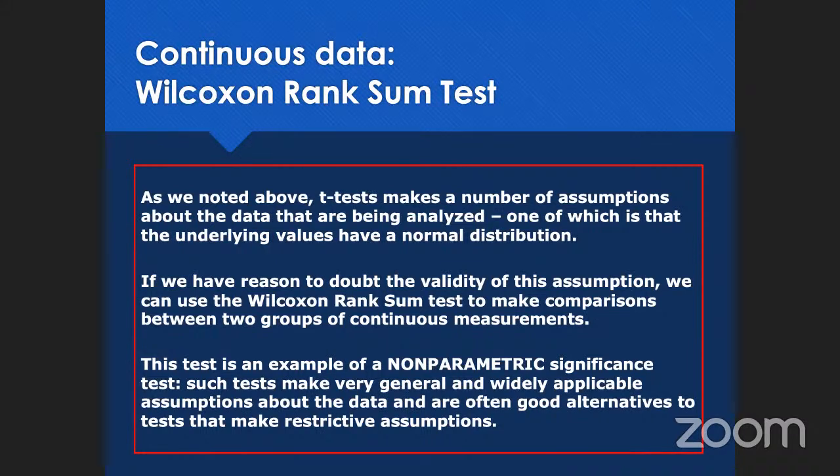Another method for analyzing continuous data is the Wilcoxon rank sum test. As we have noted previously, the t-test makes a number of assumptions about the data that are being analyzed, one of which is that the underlying values have a normal distribution. And if we have reason to doubt the validity of this assumption, then we can use the Wilcoxon rank sum test to make the comparison between the two groups of continuous measurements.